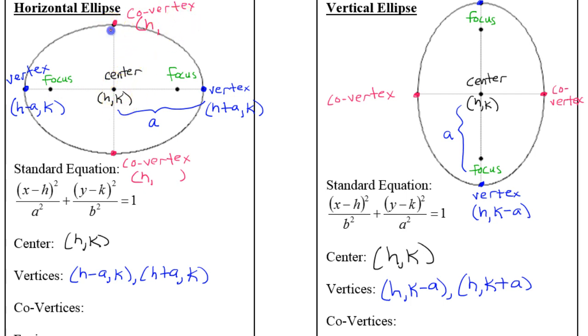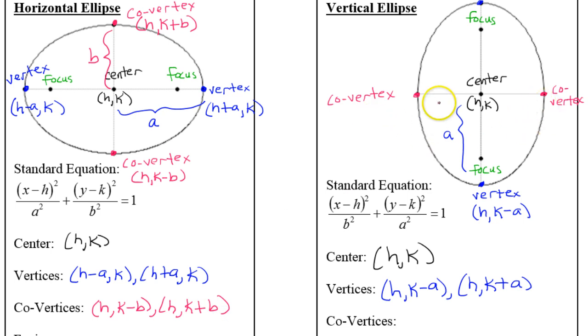Now, this vertical distance is what we call b, the distance from the center to a co-vertex. That's why if we start from the value k, the y value of the center, we're going to go up b, and then we're going to go down b. So this y value will be k plus b, and this y value will be k minus b. So those are the coordinates of your co-vertices: h comma k minus b, and then h comma k plus b.